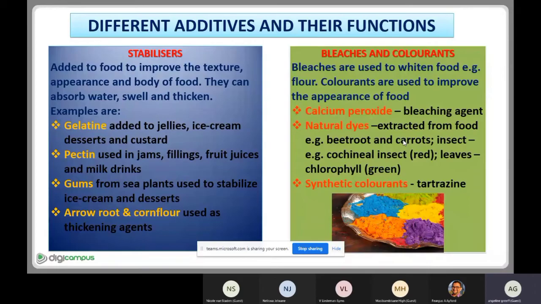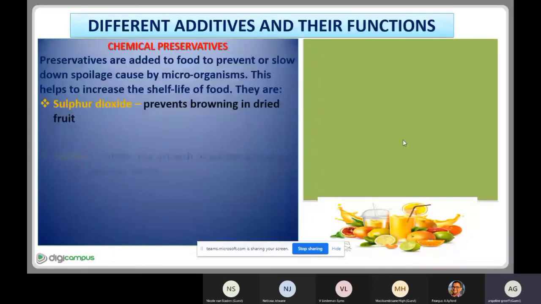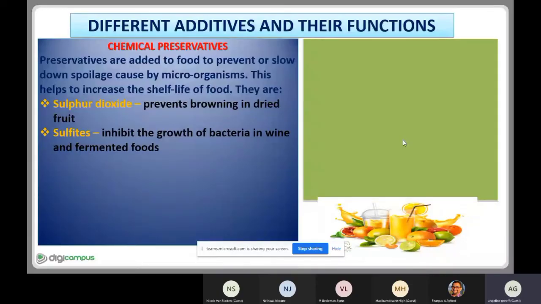You need to know these terms, okay? You need to know and be aware of these terms because you need to be able to recognize them when you get a label, okay? And know the differences and the different functions. Chemical preservatives are added to slow down spoilage by microorganisms, okay?